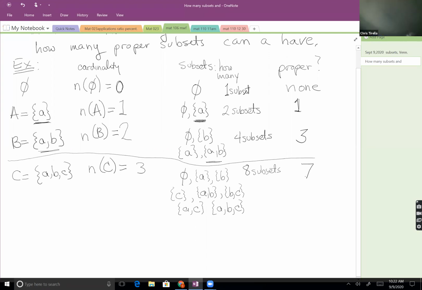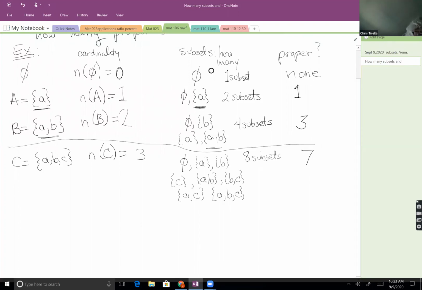Now, this is sort of a fun game. You could do it all day long if we wanted to, but I think there's enough here for you folks to notice a pattern. Every time I added an element, what happened to the number of subsets? The first set had 1 subset. The second had 2. They doubled. Every time I add an element, the number of subsets doubles.